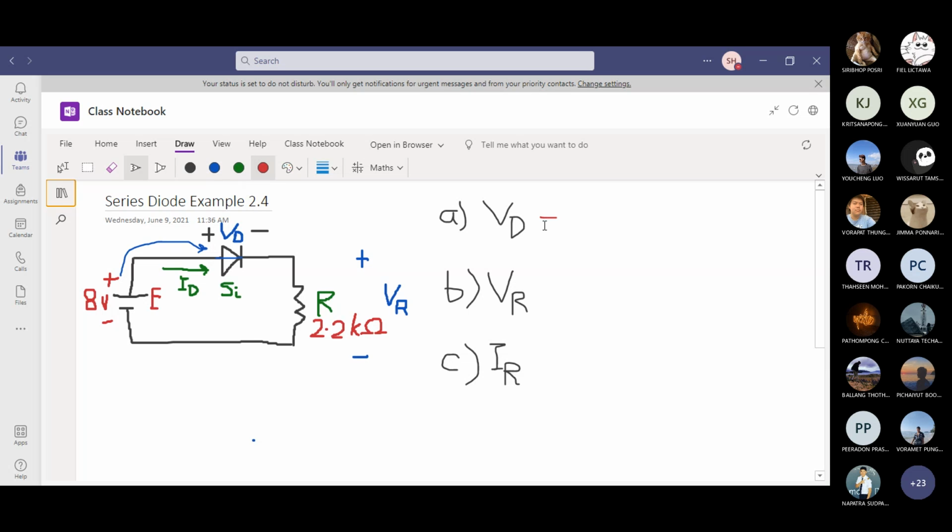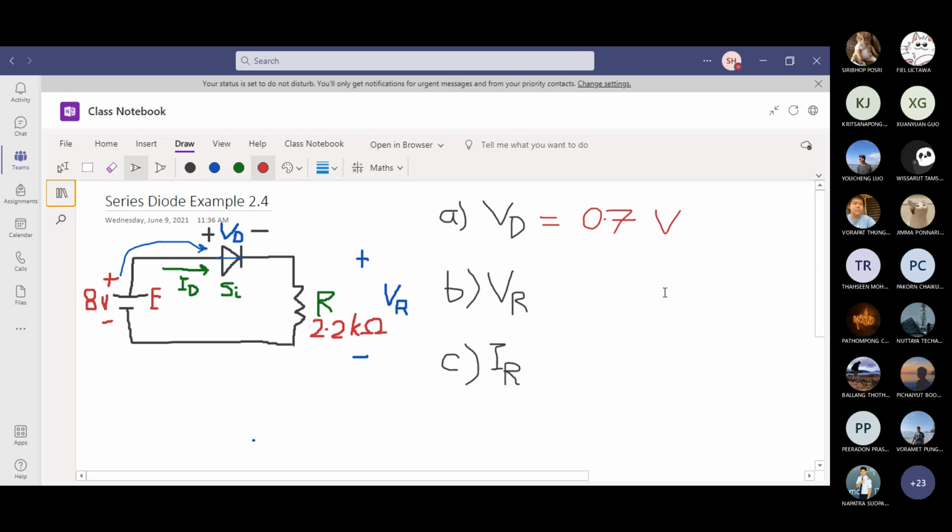For Chonikan who joined late, once the silicon diode is turned on, you have to write VD is 0.7 volts. Do not forget the unit. When you give me an answer without the unit, I cut marks in the exam. Not all, but some. Some quantities don't have units, some do. Make sure in the final answer you give me the unit.